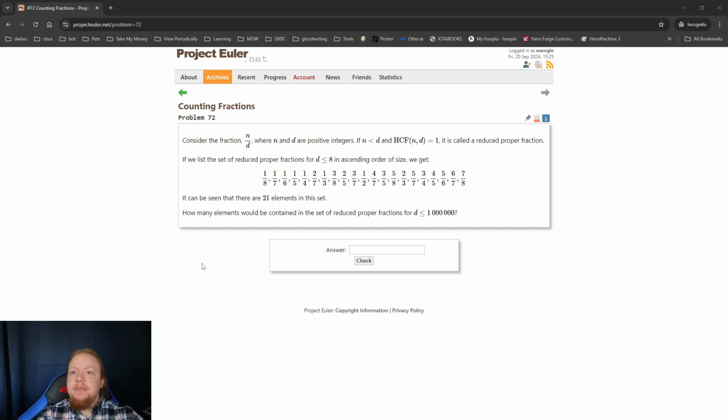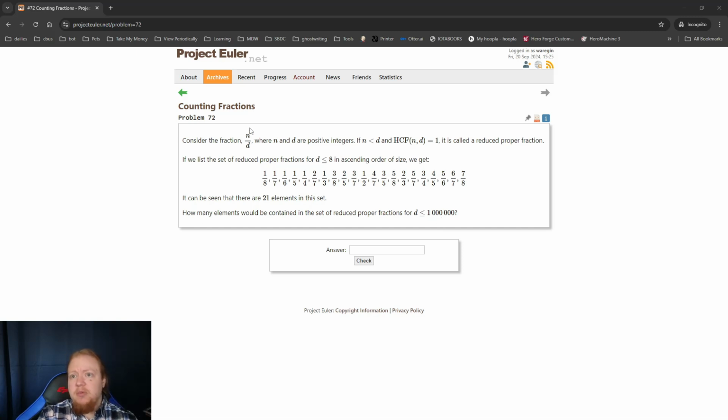Let's dive in. Problem 72 is counting fractions. Consider the fraction n over d, where n and d are positive integers. If n is less than d, and the highest common factor between n and d is equal to 1, it is called a reduced proper fraction. If we list the set of reduced proper fractions for d less than or equal to 8, in ascending order of size, we get all of those. It can be seen that there are 21 elements in this set. How many elements would be contained in the set of reduced proper fractions for d less than or equal to 1 million?